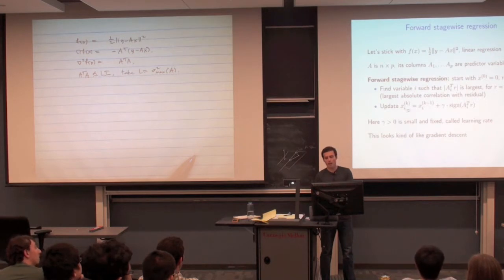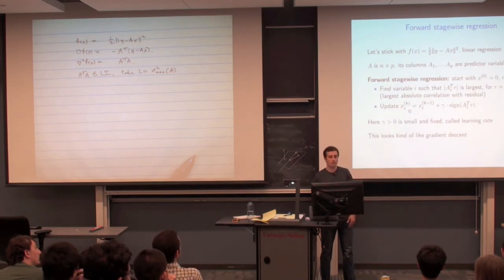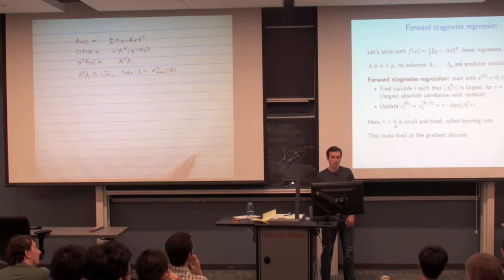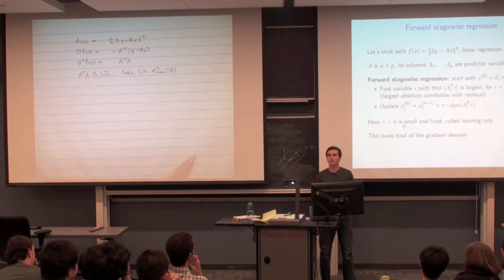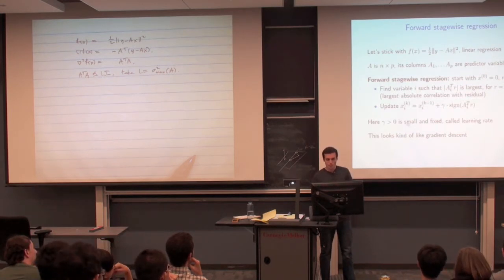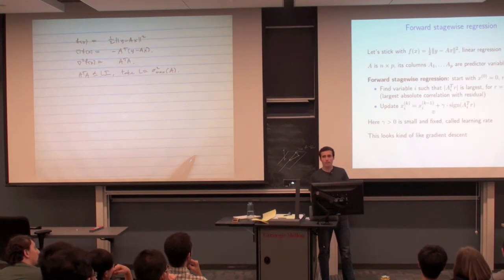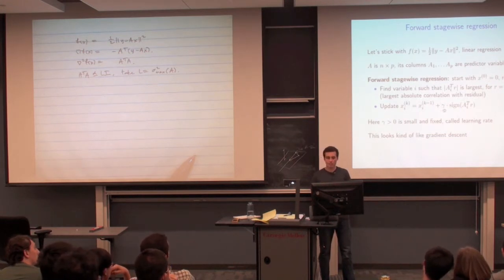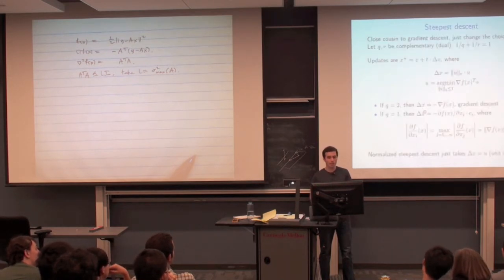I could choose to add a small positive component to the 10th variable at some iteration, and then again at another iteration, and then again, etc. So gamma here is called the learning rate in statistics or machine learning, and it's usually small and fixed. The thing to notice is that this kind of looks like gradient descent, because we're adding something to our previous iterate. And actually, it's very much like gradient descent, which we're going to see.